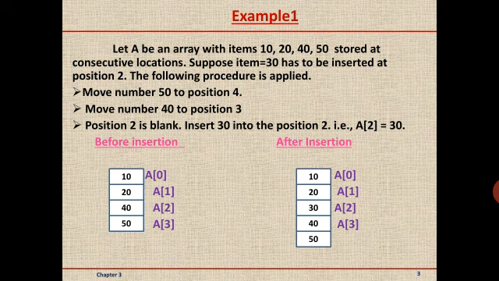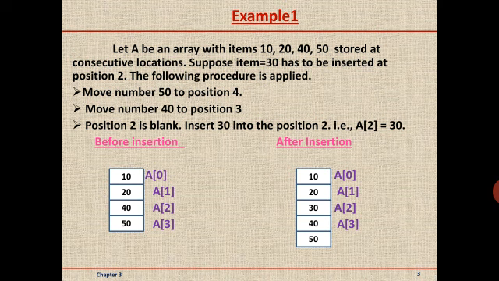Now the next operation on the array is deleting an element from an array. So what is deletion? Deletion refers to removing the element from the array. When an element is deleted from a position, all the subsequent positions are shifted to the lower order position. Say for example, suppose A is an array with elements 10, 20, 30, 40 and 50 stored in continuous locations. So suppose we want to delete the item 30 at position 2. We know that 30 is located at 2 and we want to delete that.